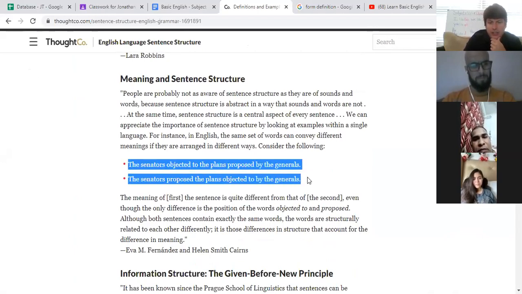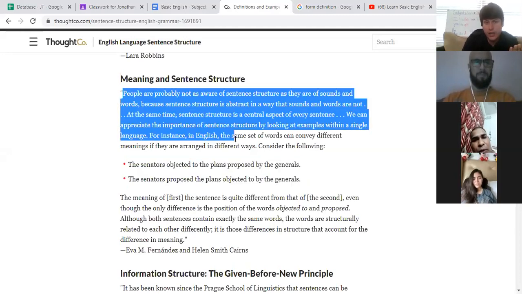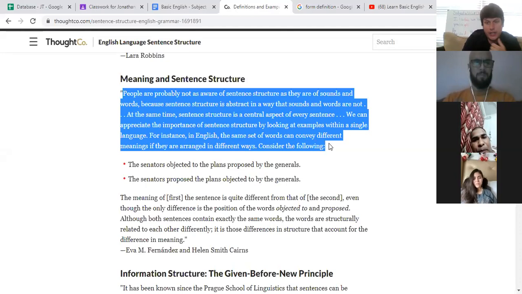These two sentences have exactly the same words. The words are exactly the same, but they're just in a different order. They're just in a different structure. So the meaning is completely different. So this is for advanced students. If you're basic, it's going to be hard to understand this, but if you're more advanced, please try to follow along.